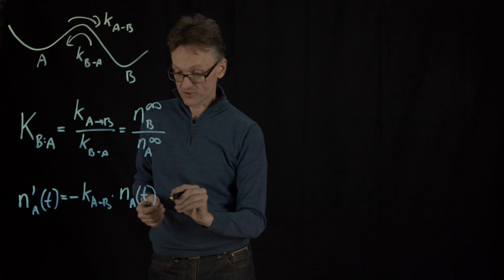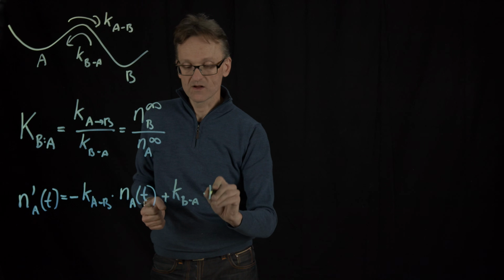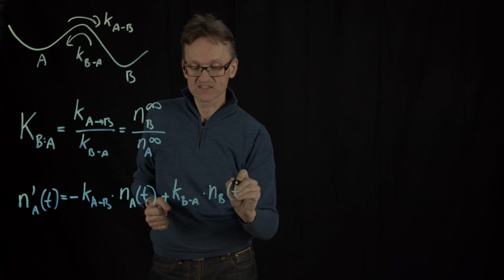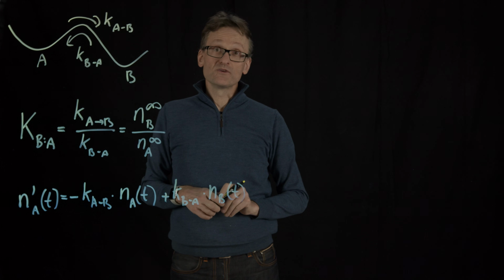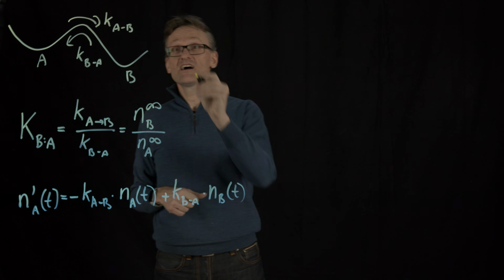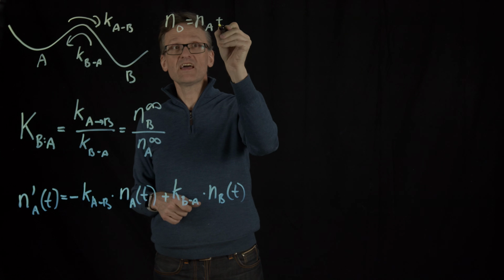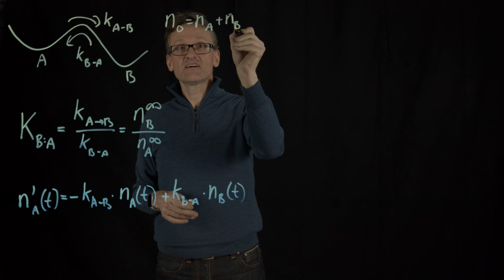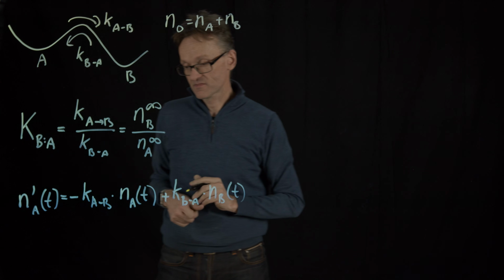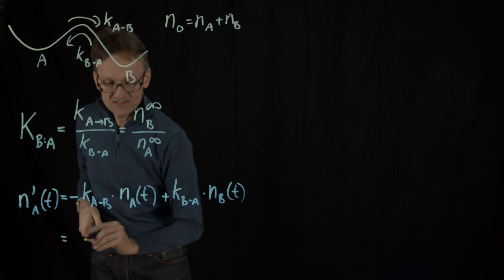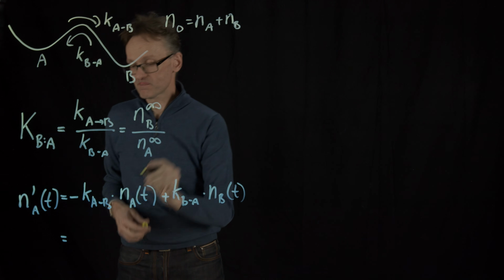But I'm also gaining molecules. I'm gaining the molecules going from B to A multiplied by the current concentration in state B. There are a few too many variables here. So we can introduce that N0 is always equal to Na plus Nb. That's particularly going to be true at infinity, but N0 does not change. And that means that I can write this Nb as N0 minus Na.